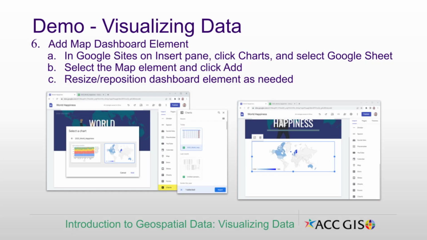In step 6, we'll begin building our dashboard by adding our map. So in Google Sites, on the Insert pane, we're going to select our Google Sheet. We'll select the map element and add it, and then resize and reposition it as needed.